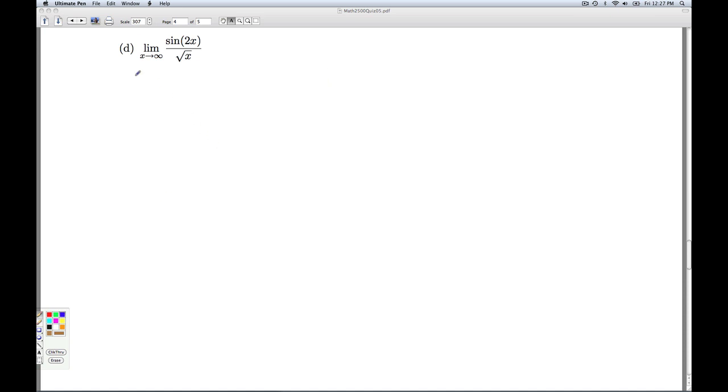So what's happening now in part D? X is going off to infinity again. What's happening in the numerator? Well, as x goes to infinity, the sine of 2x is just going to be doing what it always does. It's just going to be wiggling back and forth between -1 and 1. The denominator, however, is going to infinity.